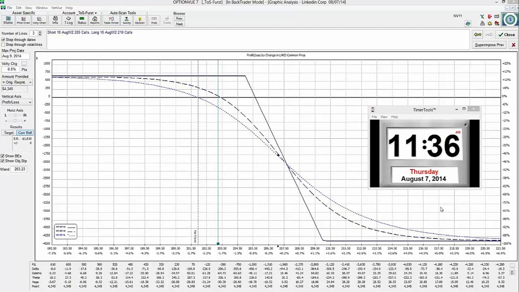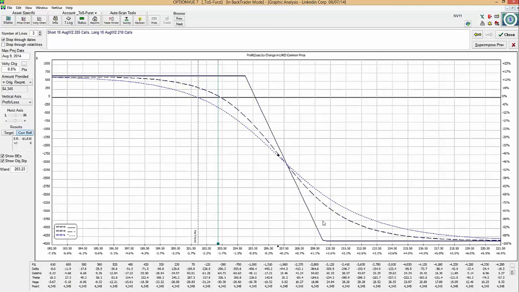All right, today is Thursday, August 7th, 2014. It's 11:36, and this is a trade log update for LinkedIn where we're going to do an option adjustment. We entered a vertical spread back on August 1st, selling the August 205 calls and buying the 210 calls.